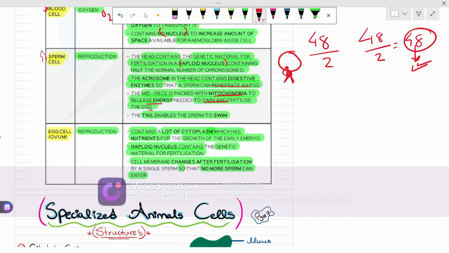The last one is the egg cell, also known as the ovum. The function is also reproduction. Adaptations: it contains a lot of cytoplasm, which has nutrients for the growth of an early embryo. It also has a haploid nucleus, half the number of chromosomes, so it combines with the sperm cell, with also half the number of chromosomes, to produce the full number of chromosomes for fertilization. The cell membrane changes after fertilization, so no more sperm can enter.